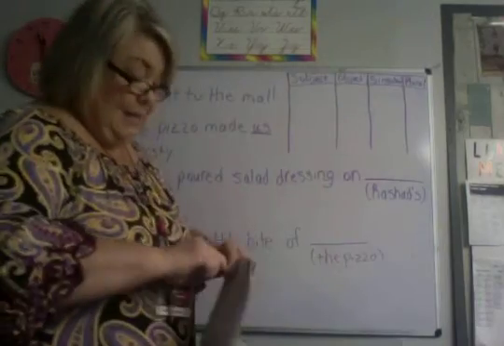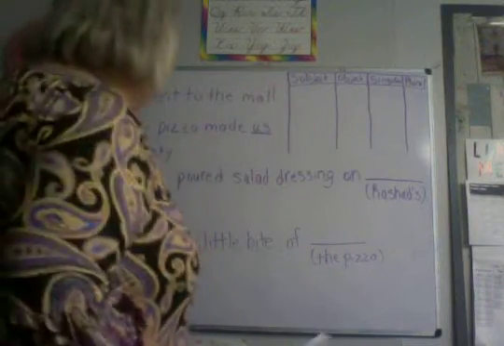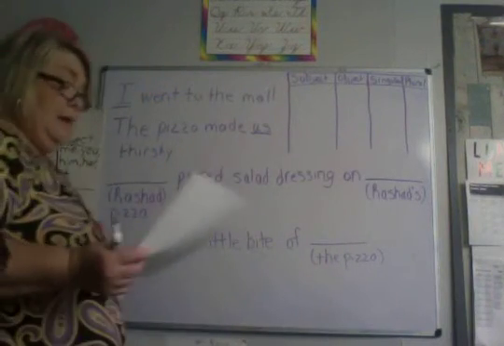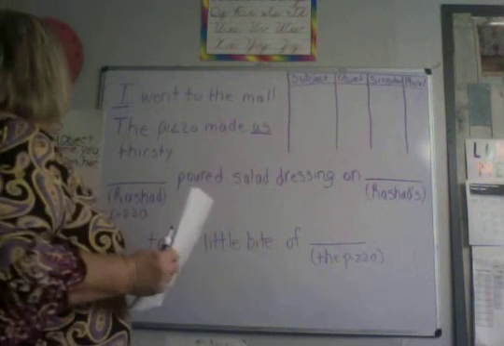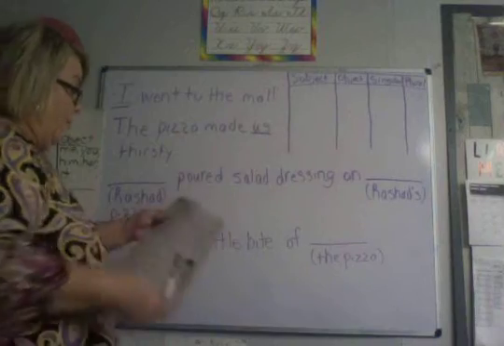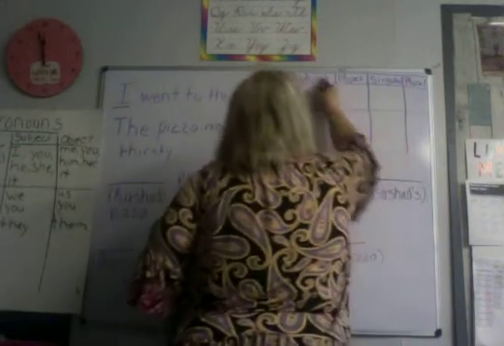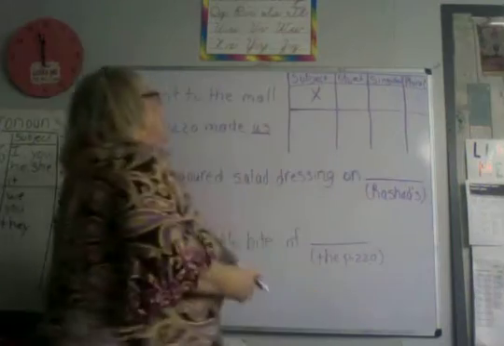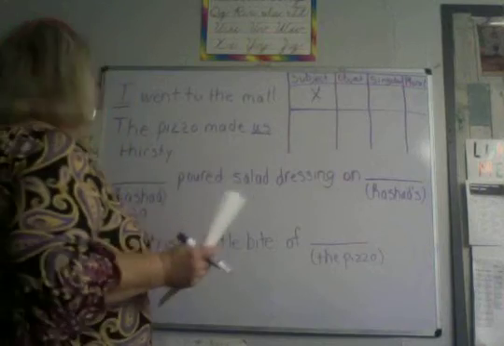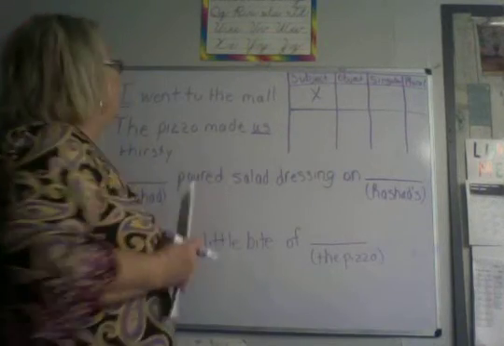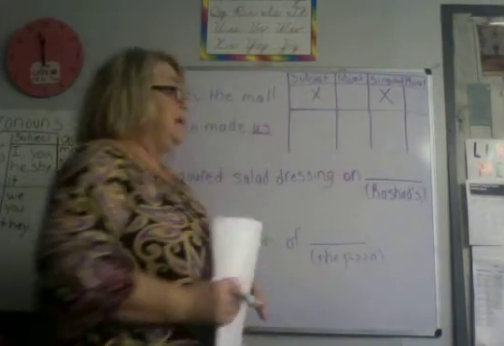Number 1 says, I went to the mall. And the word I, which is a pronoun, is underlined. If we looked at our list over here, we can see that I is a subject pronoun. So we're going to mark subject. And is I singular or is it plural? Well, if we looked at our list, we would see that it was singular. So we're going to put an X in those boxes.